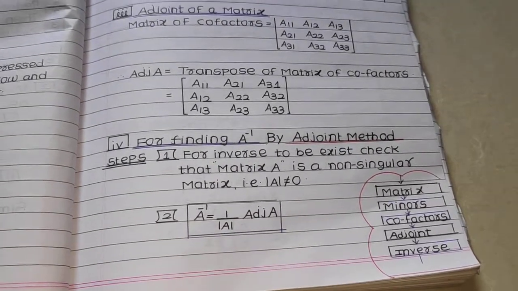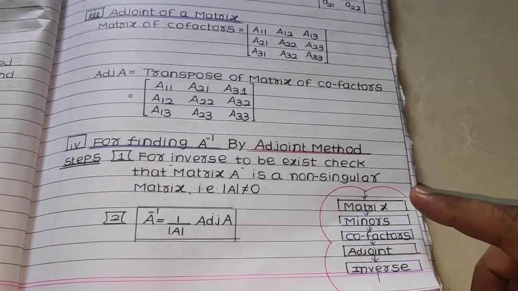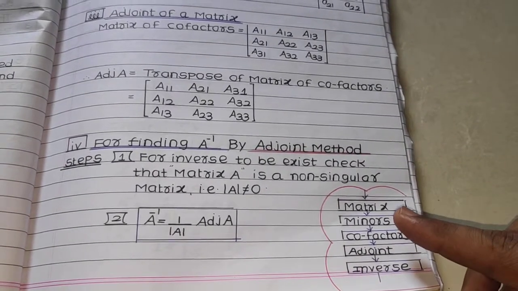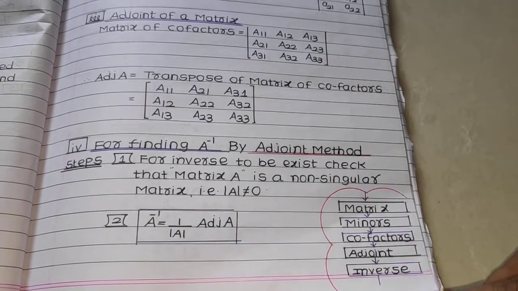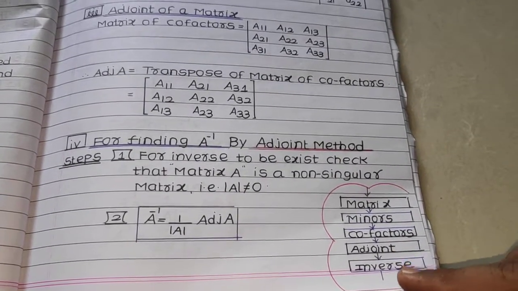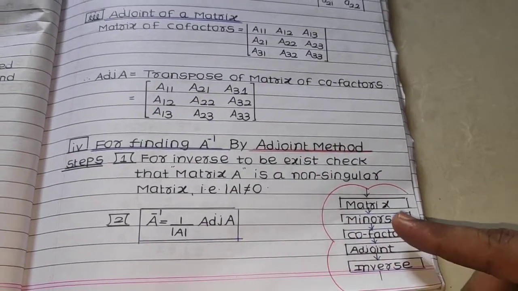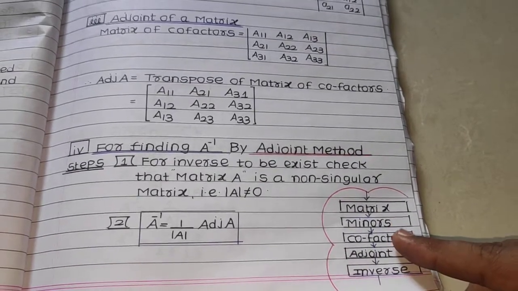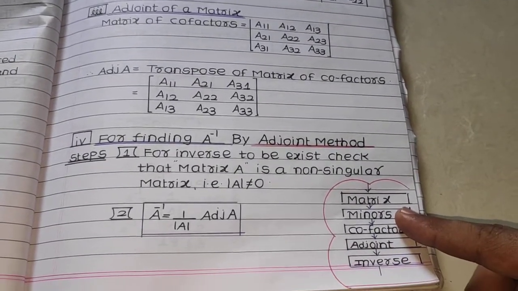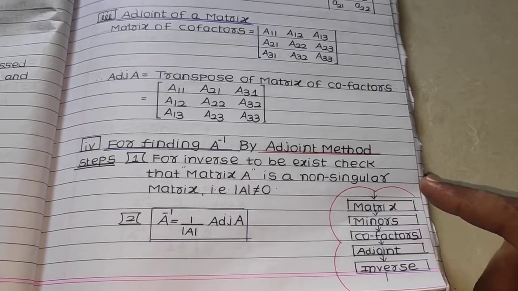So the whole process of adjoint I have just summarized in one table. Remember, matrix is on the top, minor is second, cofactor is third, adjoint is fourth, and inverse is last. So inverse comes because of adjoint, adjoint originates because of cofactors, cofactors originate because of minors, and obviously everything comes to a topic called matrices. So that's the whole scenario.